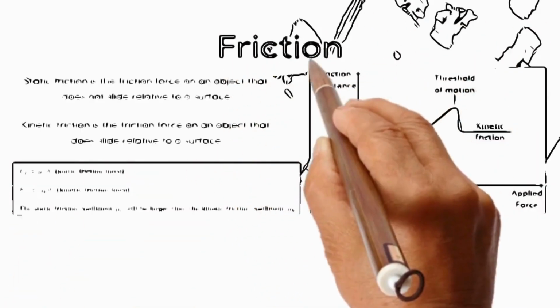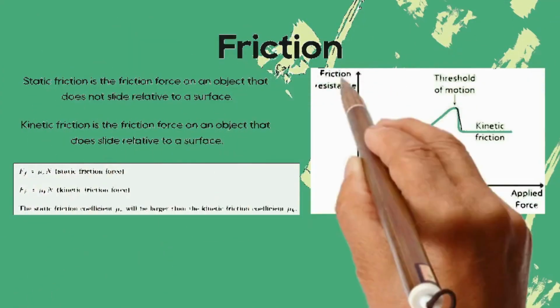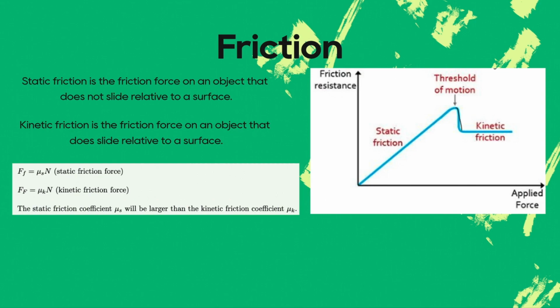Now friction. There are two types of friction, static and kinetic. Static friction is the friction force on an object that does not slide relative to a surface, while kinetic friction is the friction force on an object that does slide relative to a surface. So there are coefficients of friction: a static coefficient of friction and a kinetic coefficient of friction. And in general, the static coefficient of friction will be larger than the kinetic coefficient of friction.